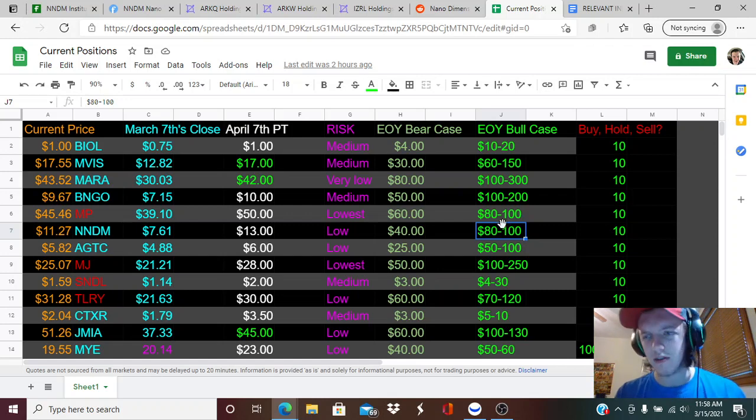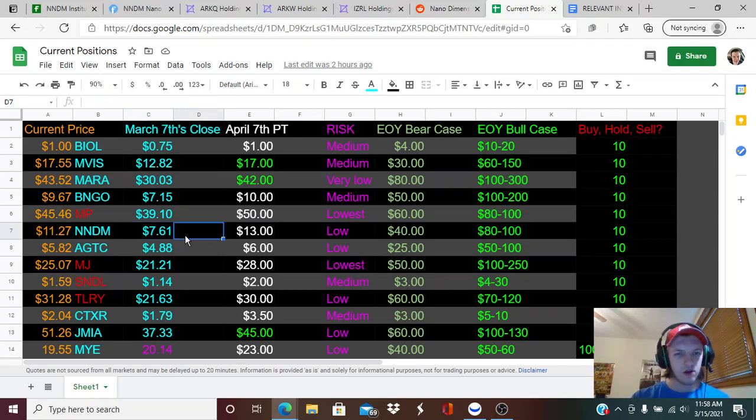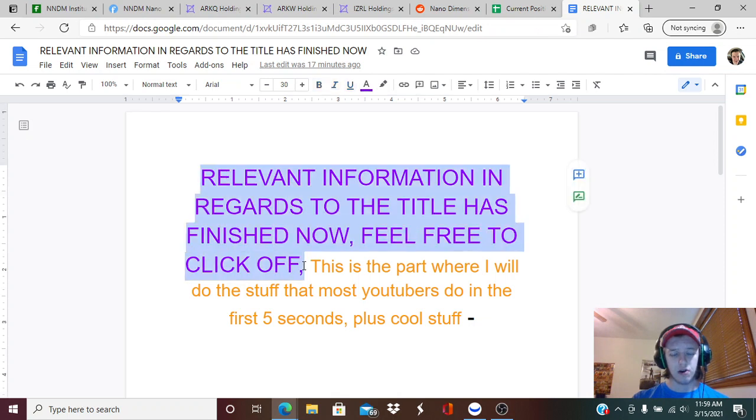3D printing. That's what they do, man. It's also a recovery play. They will benefit from having fewer COVID mandates and less COVID standards when everything's back to normal, hopefully, if that ever happens. Nano Dimension is going to benefit, especially on the sales side of things. Relevant information in regards to the title is finished now.